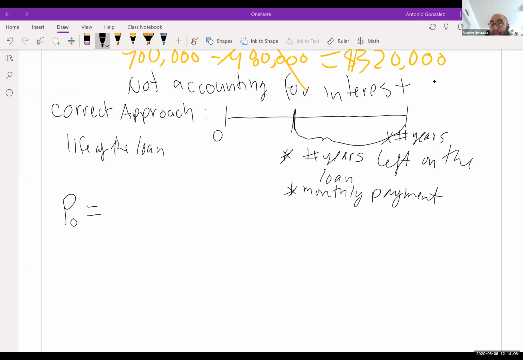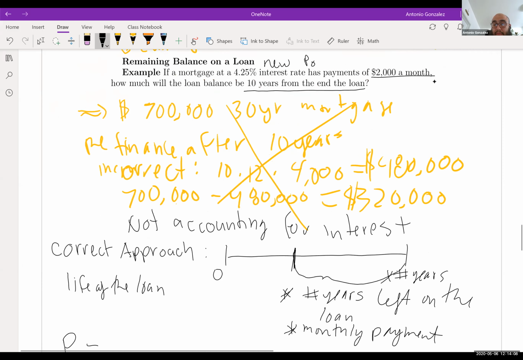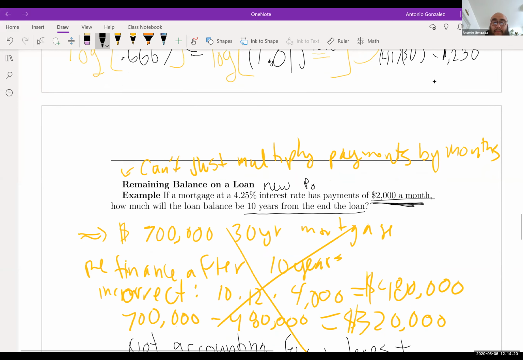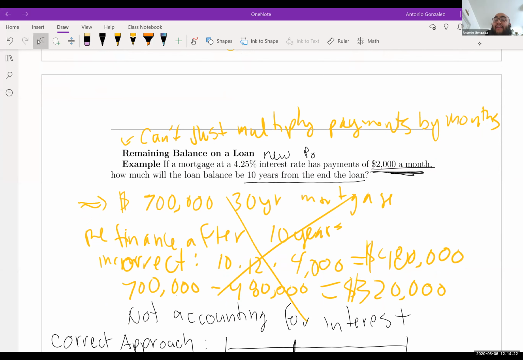No, 2,000 is the monthly payment. I don't know what P naught is, right? It's a $2,000 monthly payment, and I still have 10 years left on the loan. So what I want to find is, if I were to start this loan from today, there is 10 years left on the loan. Let's say I want to refinance. I want to say, all right, how much is left on this loan? So you want to solve for the initial P.